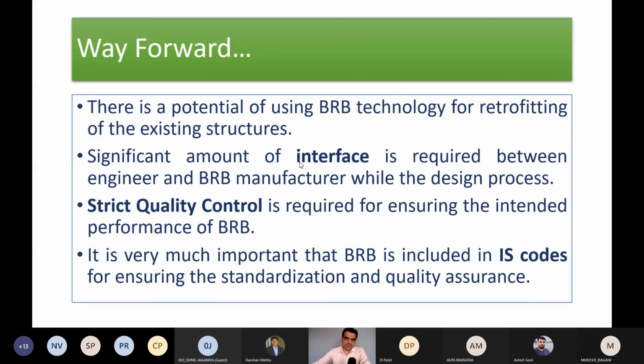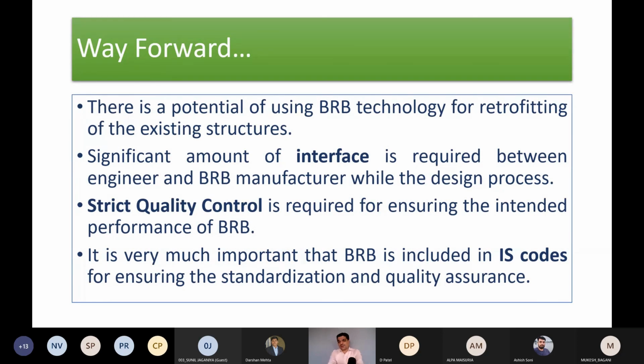Okay, so what is the way forward for this BRB? There is a potential of using this BRB technology for retrofitting of the existing structures, and also not only for retrofitting. Right now our focus was on retrofitting, that's why we limited our perspective only to retrofitting, but it can be used for any kind of structure, for any kind of application. Okay, it's just a limitation of our own thought process.